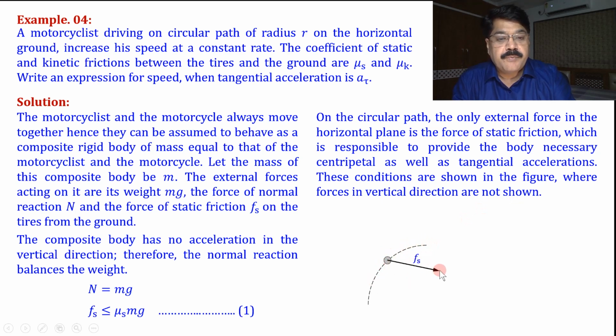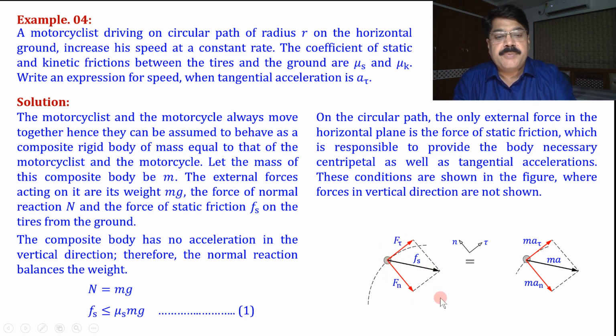So this is the force of static friction. We are assuming it is not toward the normal, but at some angle, and the motorcycle is moving this way. In the kinetic diagram we have ma, with components ma tau and man. Accordingly, we orient the coordinate axes, the tangential direction and the normal. Accordingly, we take the components of static friction, F tau and Fn. F tau is the tangential component of the static friction and Fn is the normal component of the static friction. Now we are in a position to write the equations.